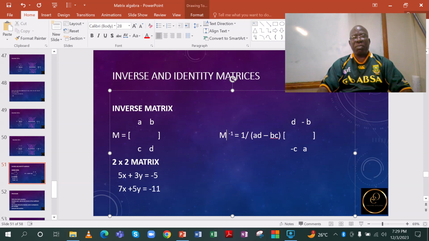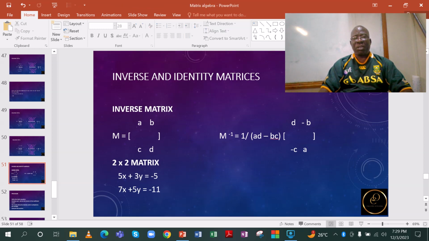So let's say you have a system of equations: 5x plus 3y is equal to negative 5 and 7x plus 5y is equal to negative 11. How do we get the inverse of this coefficient matrix? That's what we look at.